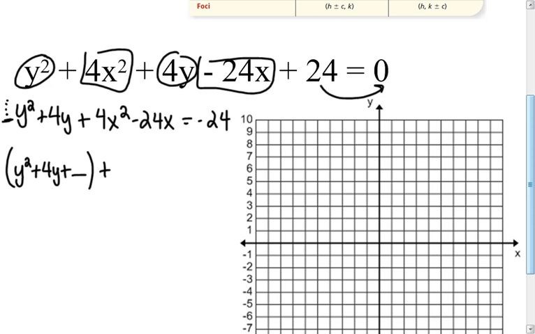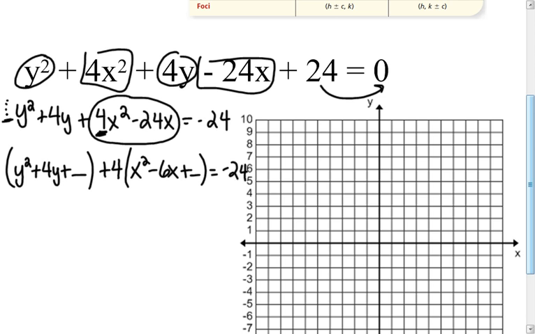And then, here's the deal. The number in front of my x squared term is not 1. So what you need to do is you need to take these two things right here, and you need to factor this 4 out of here. So I am going to factor a 4 out, and then I will have this, x squared minus 6x plus a blank. Okay? So, because 4 times negative 6 makes negative 24. And then over here, of course, I have negative 24.